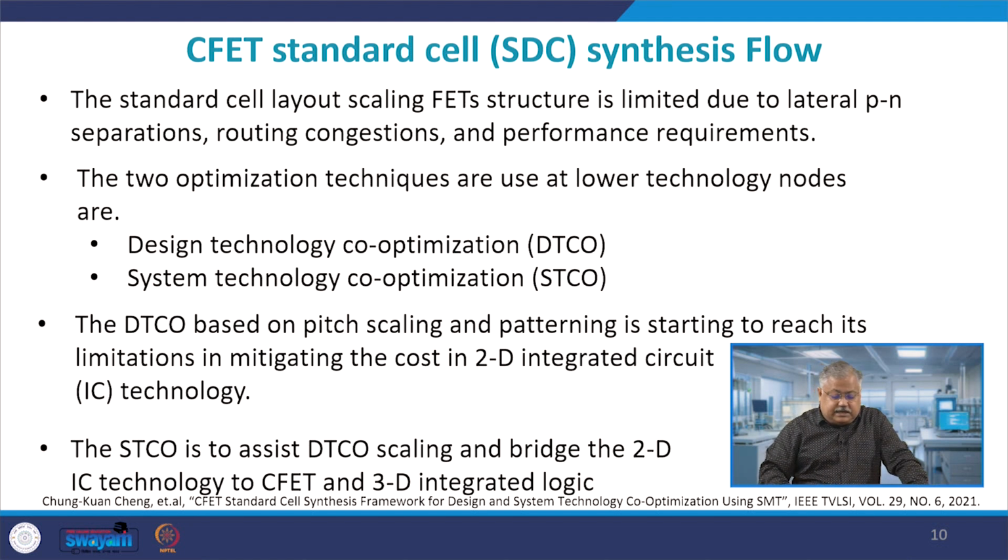Now, there are 2 ways in which optimization techniques are used at very low technology nodes, and these are basically DTCO, which I have already explained to you, and STCO, right? It has come up in a big way nowadays, which is basically system technology co-optimization. The above one was design technology co-optimization. Now, DTCO is based on pitch scaling and patterning, and it basically reduces the cost for 2D integrated technology, right? Now, STCO, system technology co-optimization, is used in assistance with DTCO scaling, and is basically a bridge between 2D and 3D technology in terms of CFET scaling.